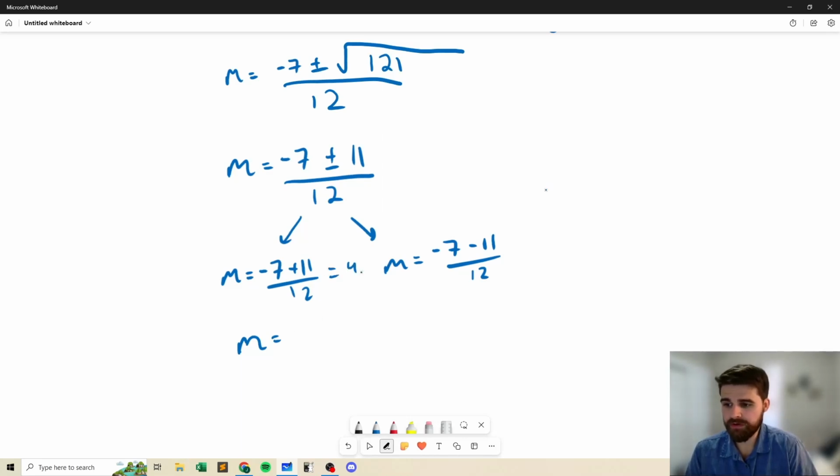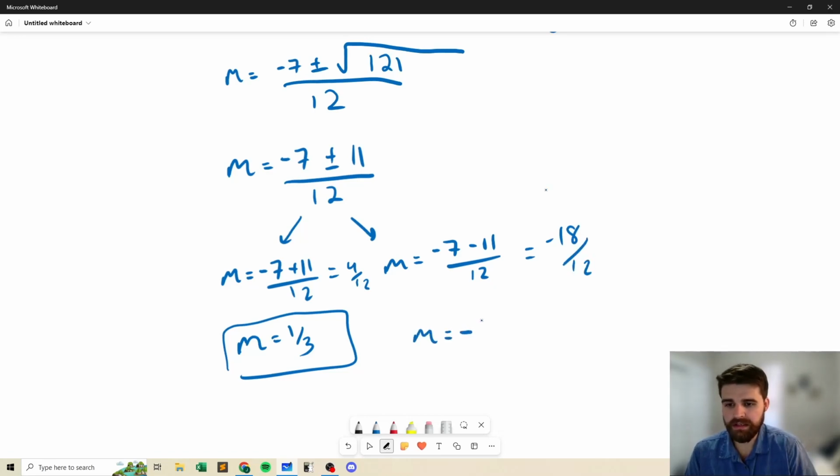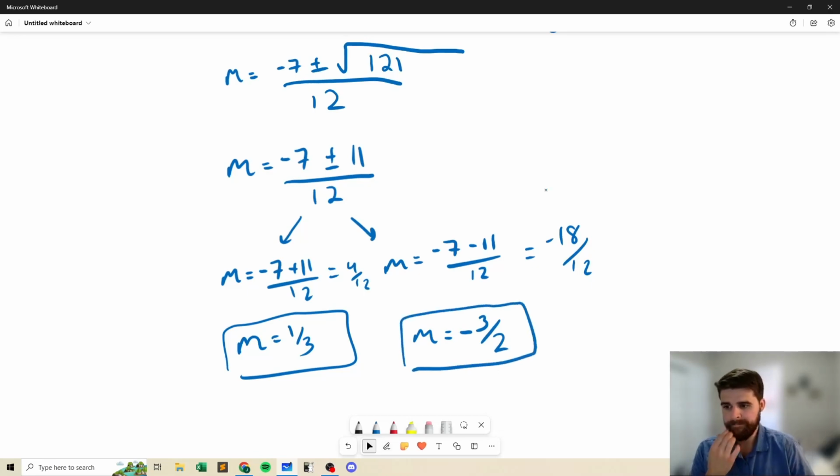Okay. Here I have -7 and 11 make 4. So this is 4 over 12, which is 1/3. So there's one answer. And then I've got negative 7 minus 11, so that's negative 18 over 12, or negative 3 over 2. Okay, in the next video, we'll do this similar problem, but by completing the square.